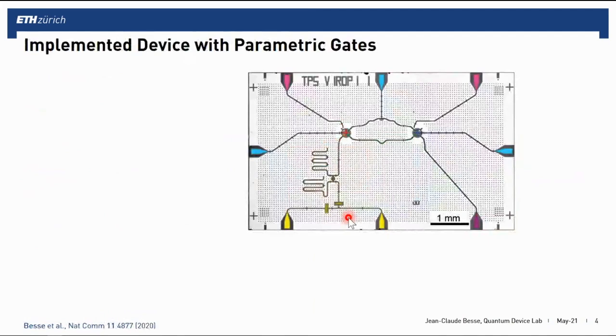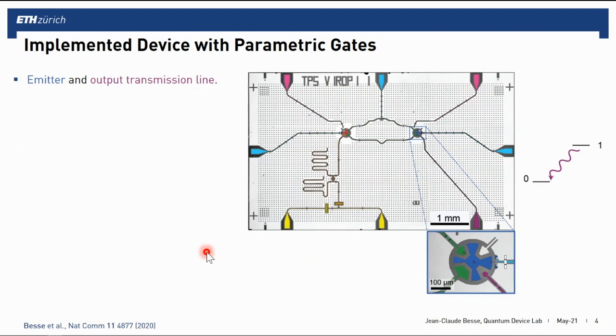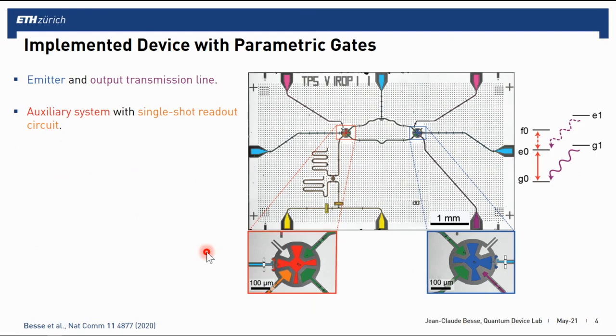So the device that we fabricated and measured in the lab in Zurich is this 7 by 4 millimeter chip of niobium on silicon, consisting of two transmon qubits. On the right side, in blue, is an emitter transmon qubit with the states 0 and 1 that I described before, which decays by emitting a photon into the output transmission line, which is the purple line at the bottom right. At the left side is our auxiliary system. This one is of the same kind as Paul described, with an efficient single-shot readout circuitry such that we can calibrate its states. And we consider the lower three states, G, E, and F of that system.